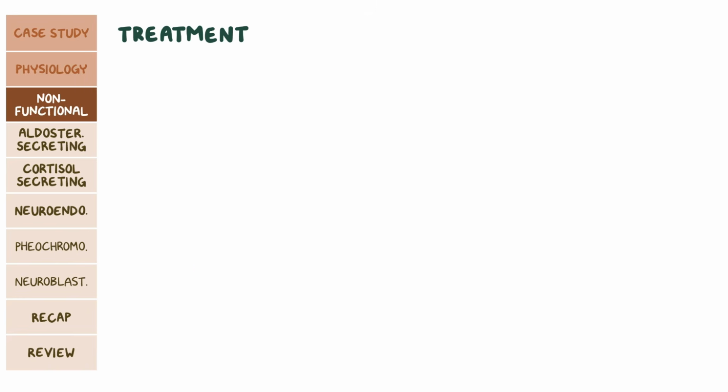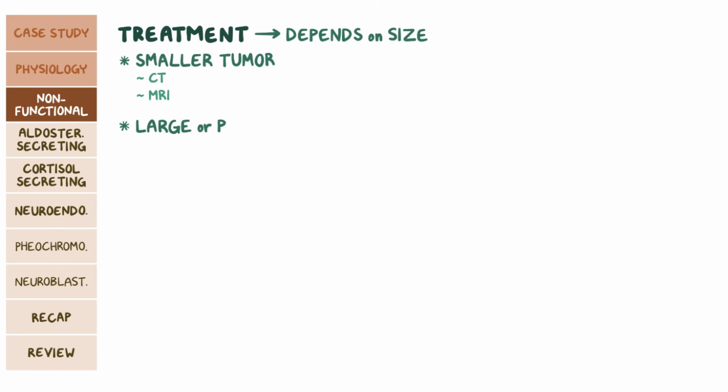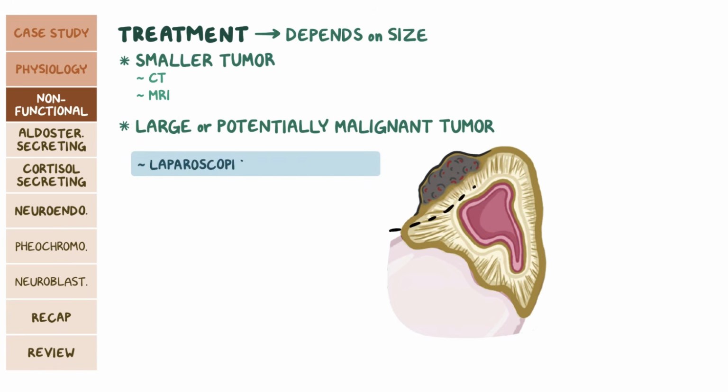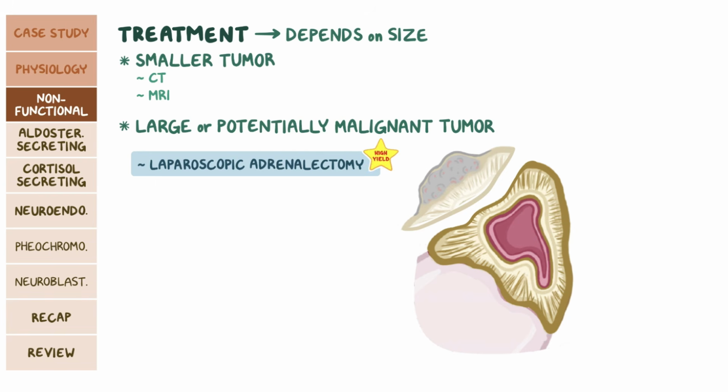Treatment of benign, non-functional tumors depends on the size. A smaller tumor can be monitored regularly by CT or MRI. A large or potentially malignant tumor should be removed via laparoscopic adrenalectomy. Chemotherapy and radiation therapy are used as needed.